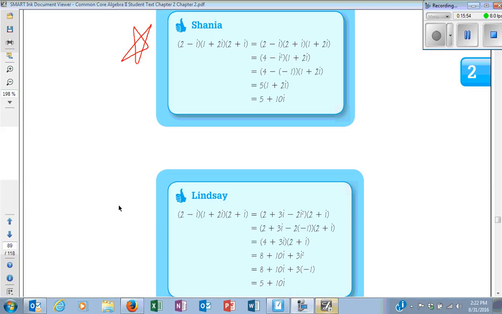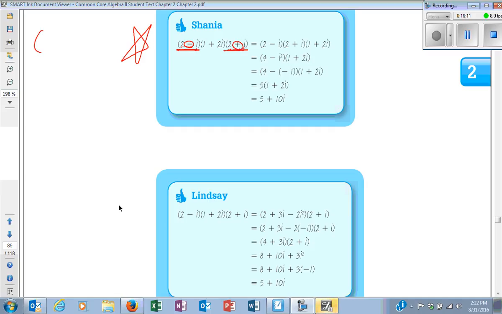She looks at these numbers right here, and she realizes, hopefully you realize, that is called a conjugate pair. She's got a 2 and a 2. She's got an i, she's got an i. One is negative and one is plus. That means it's a conjugate pair. And we told you how to multiply those really quick.